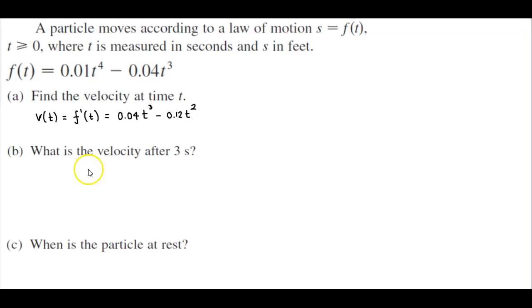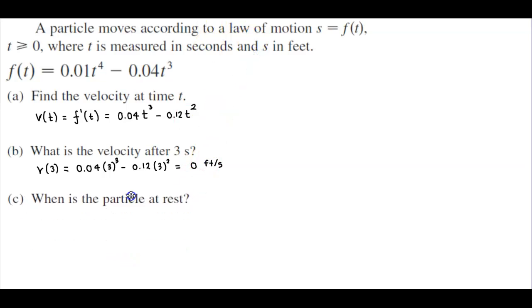In part B, we want to find out what is the velocity after 3 seconds. So we want to find v of 3. We plug in 3 for t into the velocity function. So 0.04 times 3 cubed minus 0.12 times 3 squared gives us 0. And therefore that is 0 feet per second.